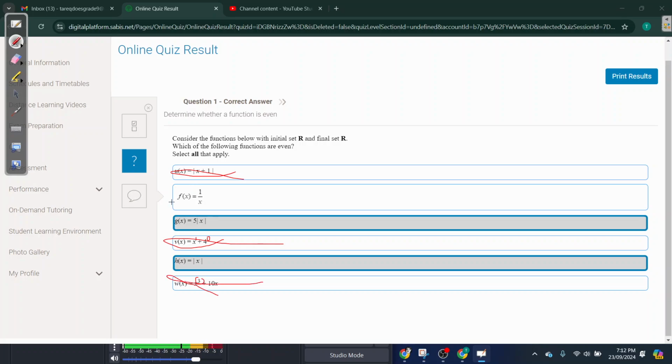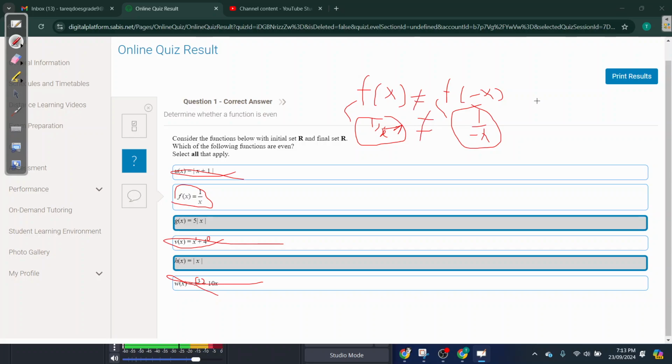Now to check if it's an even function for this one, for example, f of x has to be equal to f of negative x. Okay, so f of x is 1 over x, and f of negative x is going to be 1 over negative x. As you can see, these two aren't the same, so they are not equal. So this is not even. Just write not e. Okay.